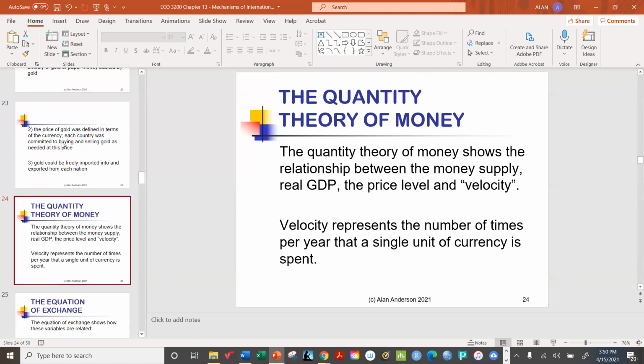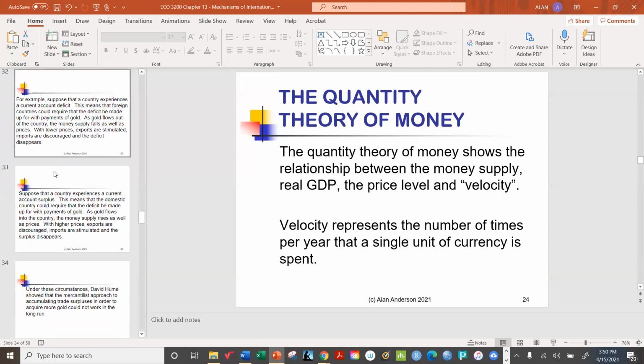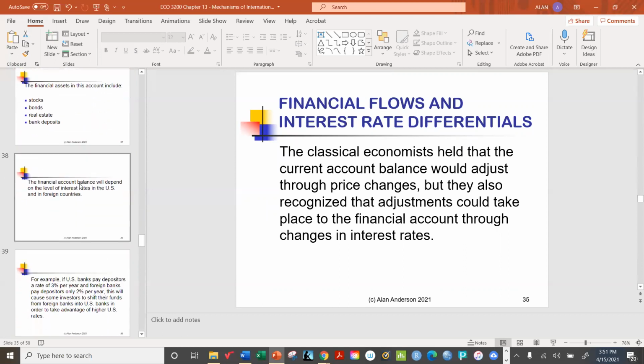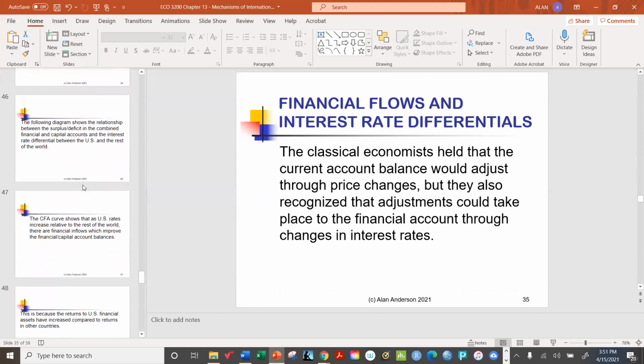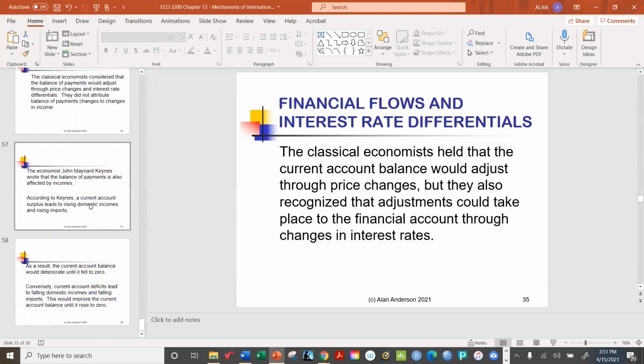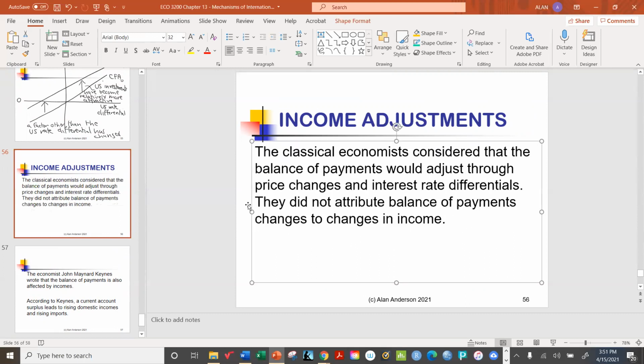And so, but this is all about prices and how the current account balance changes. Whereas this discussion here that we just had about financial flows and interest rate differentials is exclusively limited to the financial account balance. Now, on top of all that, later on in England, the economist John Maynard Keynes came along and said, guys, you're overlooking another important source of adjustments, and that would be incomes. Incomes is something that the classicals did not consider.